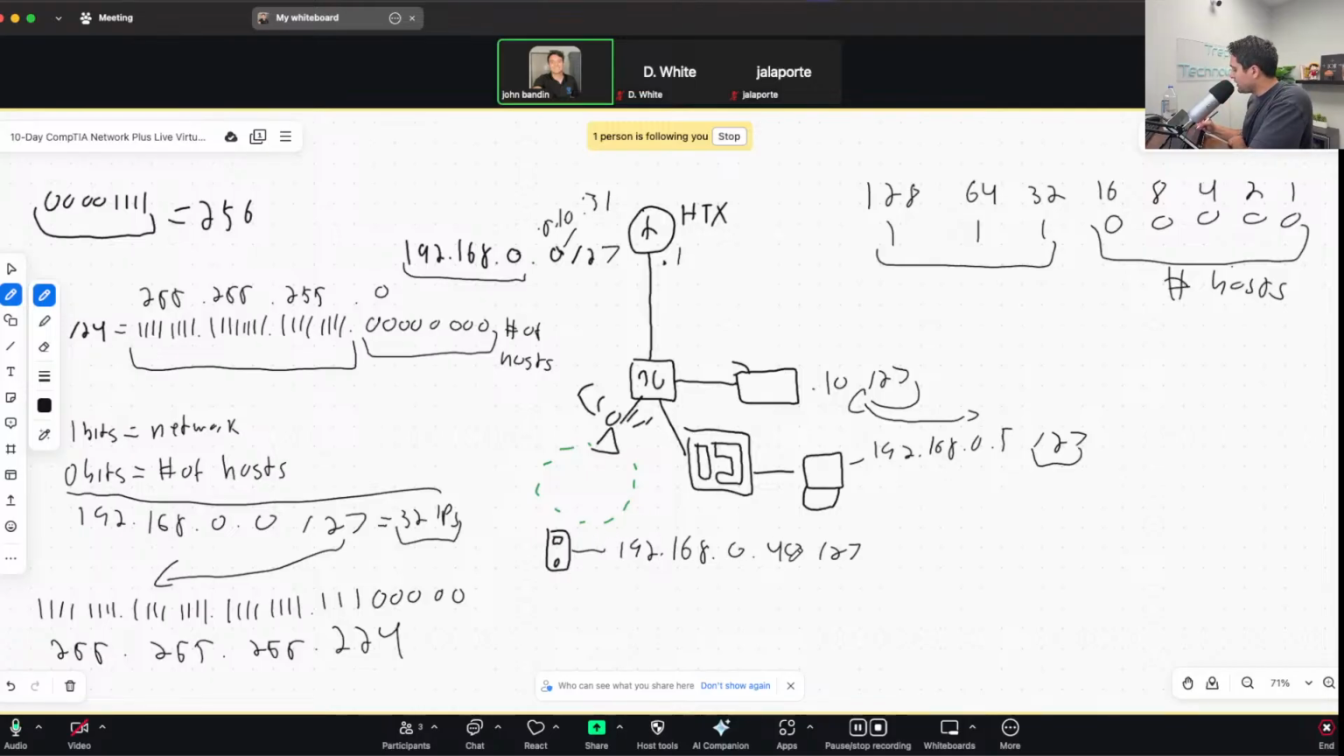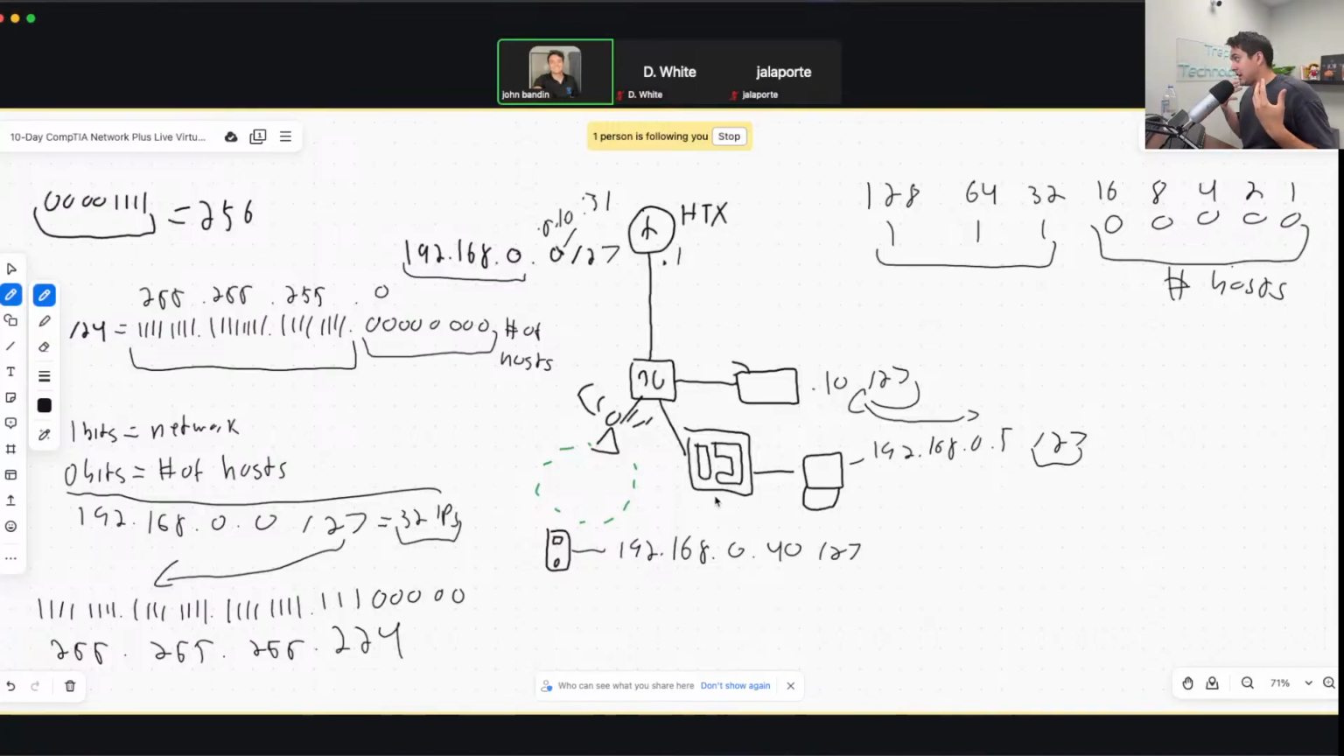But this phone over here is .40. That's outside our network. So guess what? That's outside our network range here. They're not part of our network at all. This is a whole new network over here. That's the beauty of subnetting. And then we tie these subnets into different VLAN tags, and then we start segmenting our network, okay? All right.